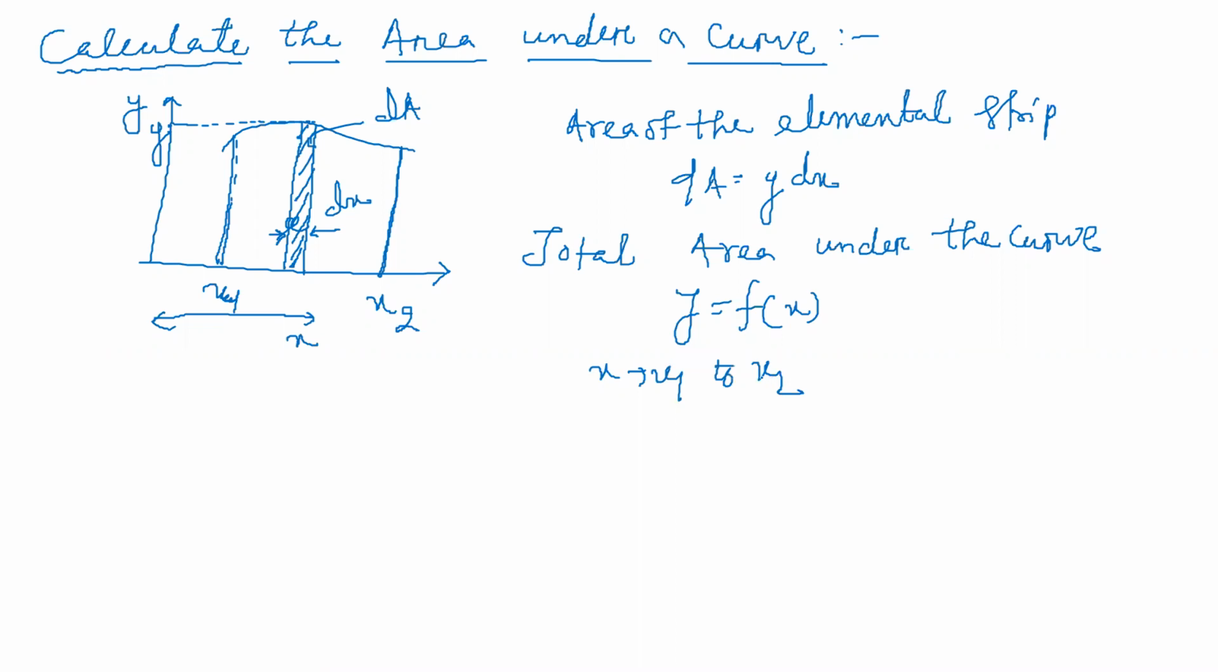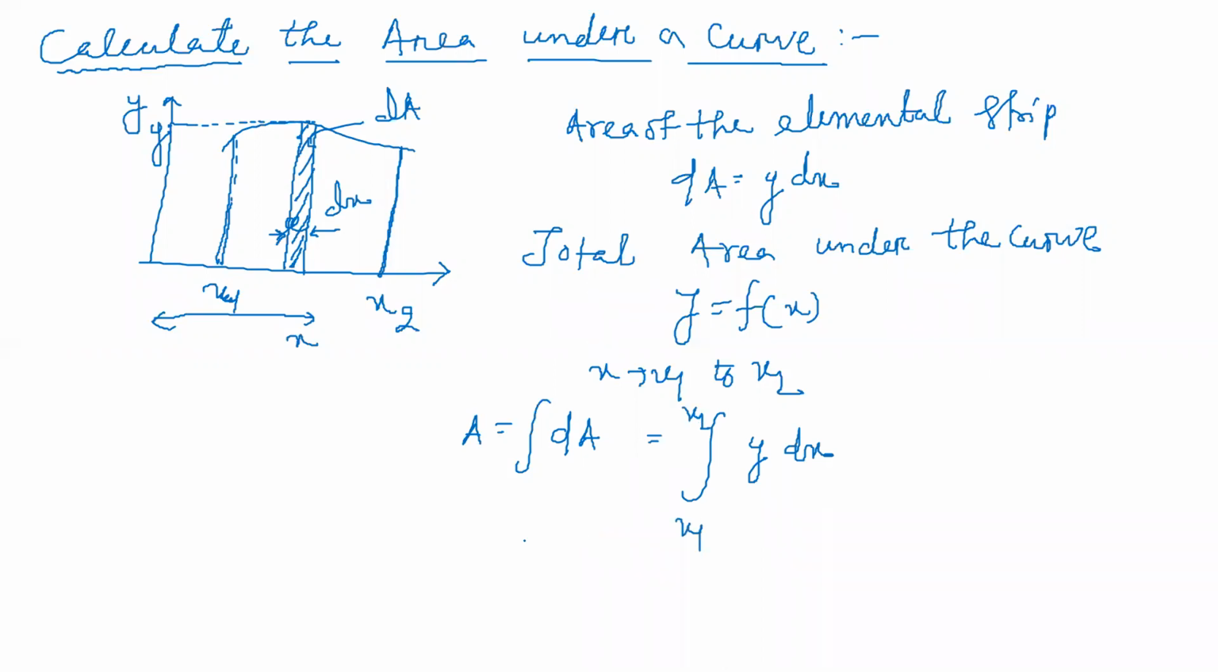Correct. So if I want to find A, what do I have to do? I have to integrate. We have to find how each small strip's area varies from x1 to x2. I have to integrate all the small areas dA, and that is equal to how much, students? It is a function y into dx, that is dA is equal to y into dx, varying from x1 to x2.